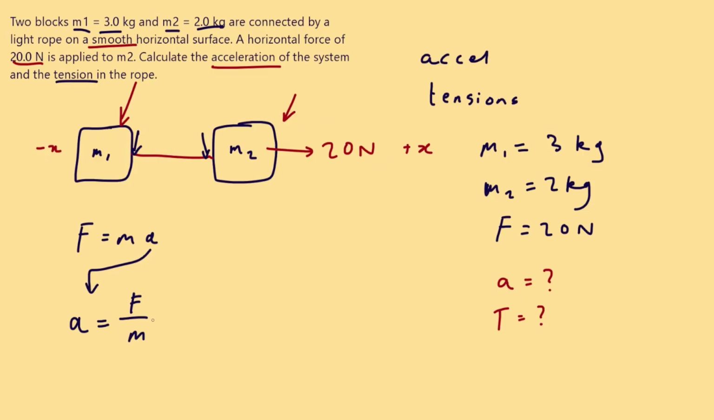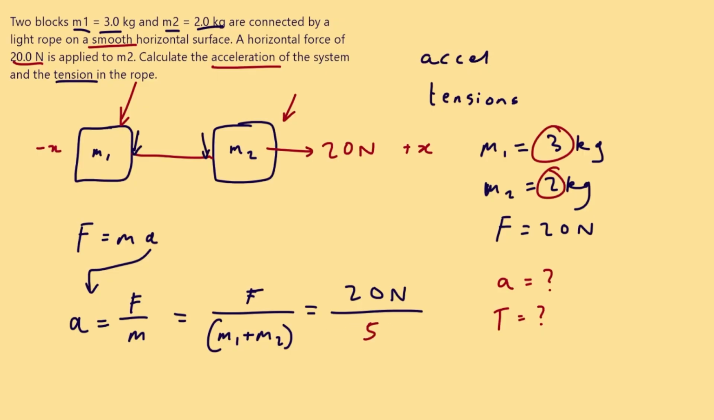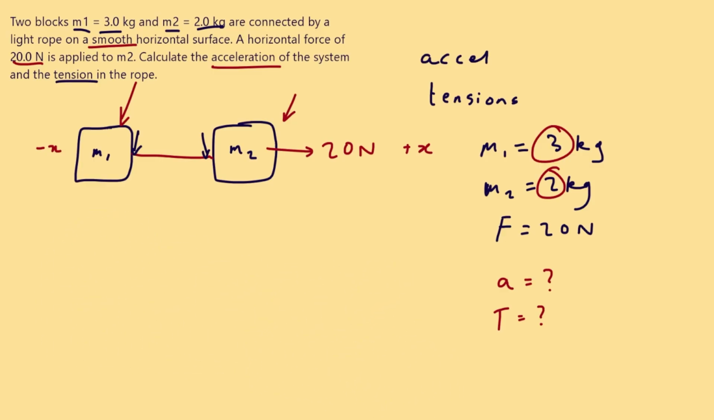That means when we consider the mass in this equation, we have to consider the total combined mass, which would be m1 plus m2. If we were looking at one block only and they had different acceleration values, then we wouldn't do this. Now we can plug in our values. So F is 20 newtons divided by mass 1 plus mass 2, which is 3 plus 2, aka 5, giving us 4 meters per second squared acceleration. Now let's keep this in mind because we're going to need acceleration in order to solve for tension.